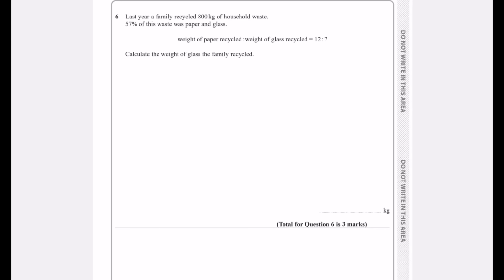Question 6. Last year, a family recycled 800 kilograms of household waste. 57% of this waste was paper and glass. The ratio of paper recycled to glass recycled is 12 to 7. Calculate the weight of glass recycled. So let's do 57%. I'll do 0.57 times 800. You can do 57% times 800 on a calculator as well.